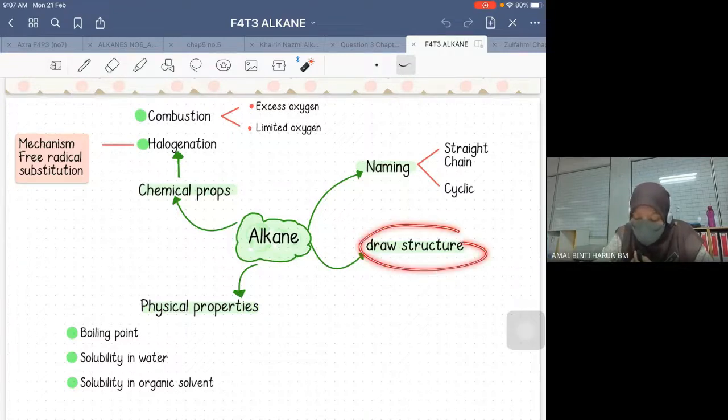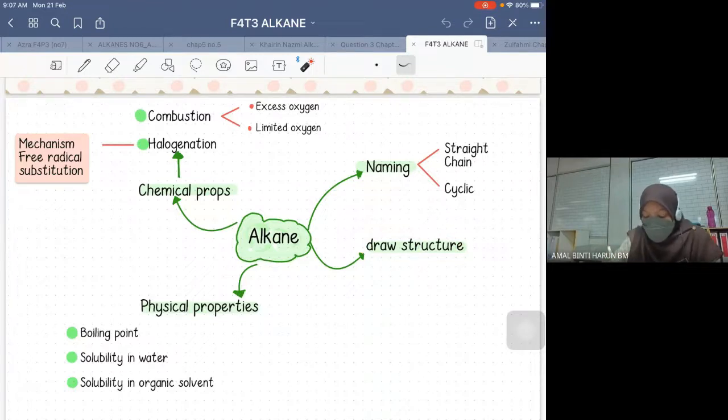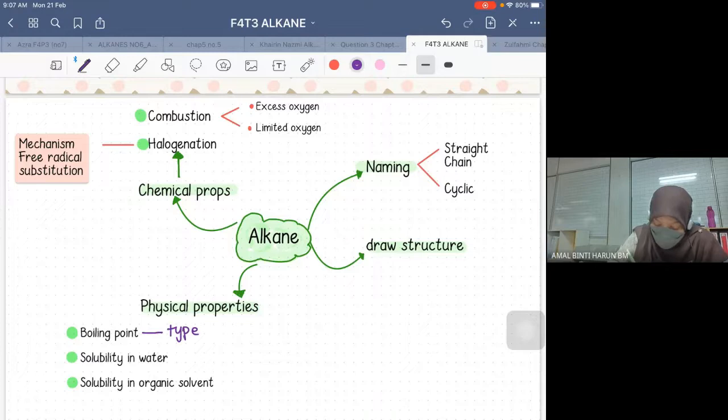Okay, so this one is easier, but I would emphasize this one because you will draw the structure because it will be used in your chemical reaction. Right. Next is the physical properties. So in alkane, you have boiling point. Okay, so whenever you want to discuss boiling point, please make sure what is the type of intermolecular forces.